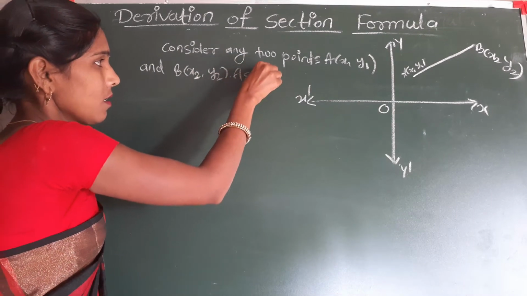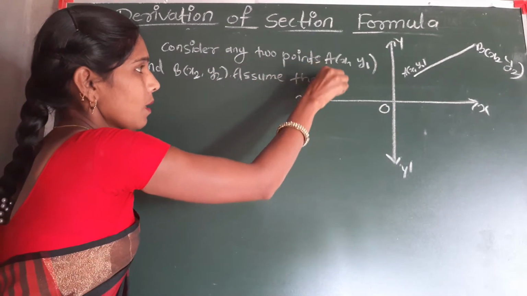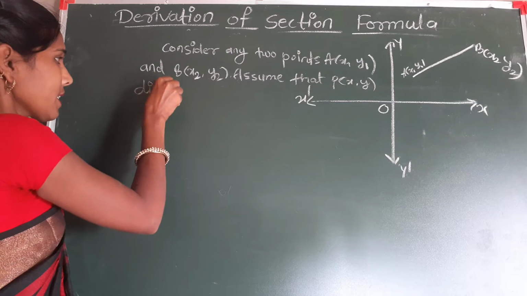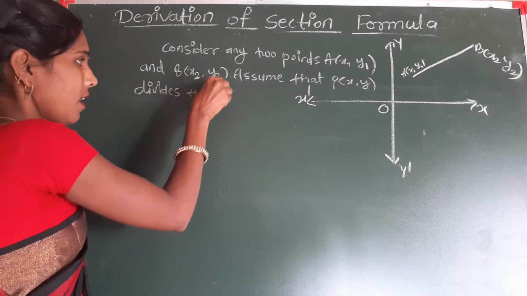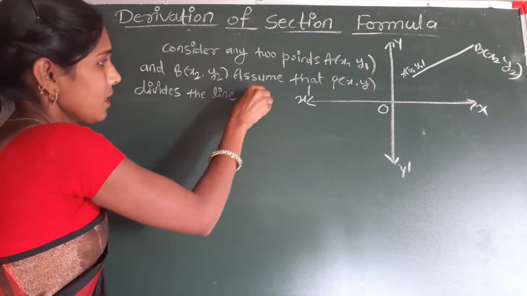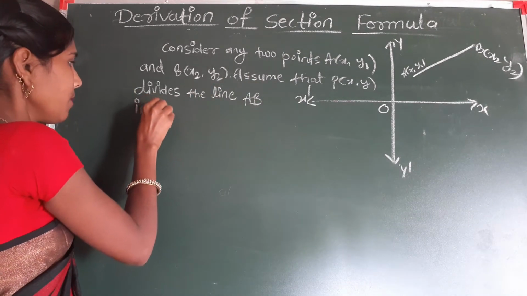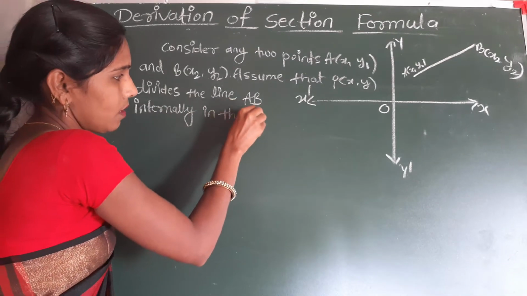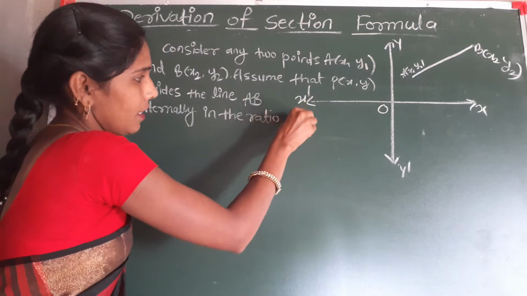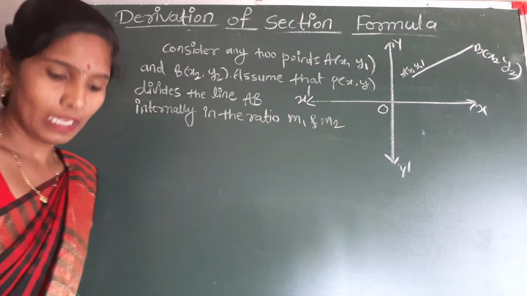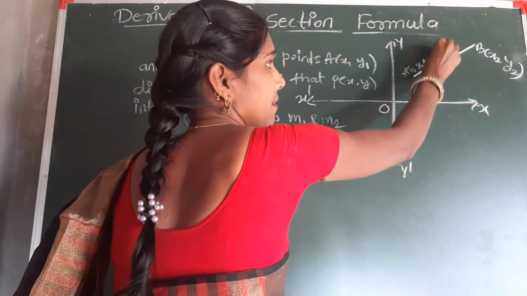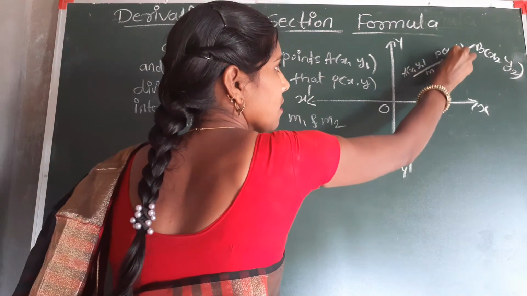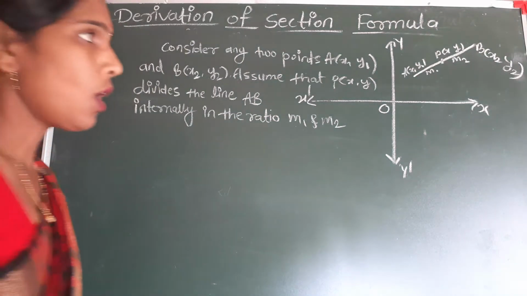Assume that P (x, y) divides the line AB internally in the ratio m1 and m2. This point P divides AB in the ratio m1, m2.